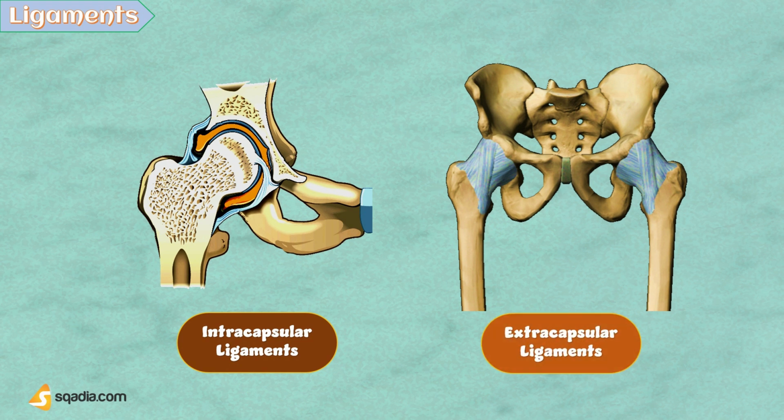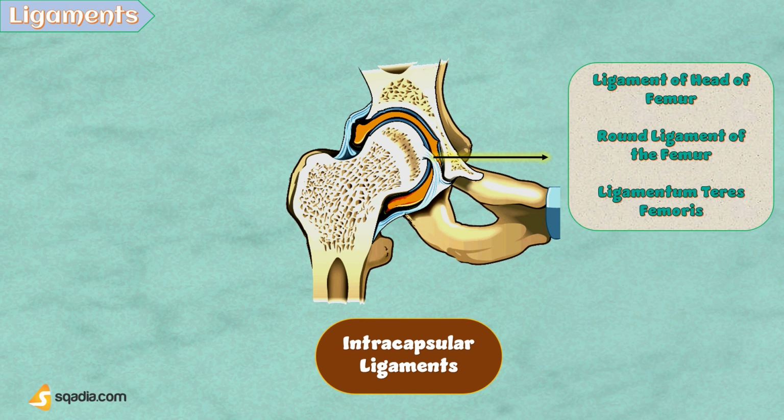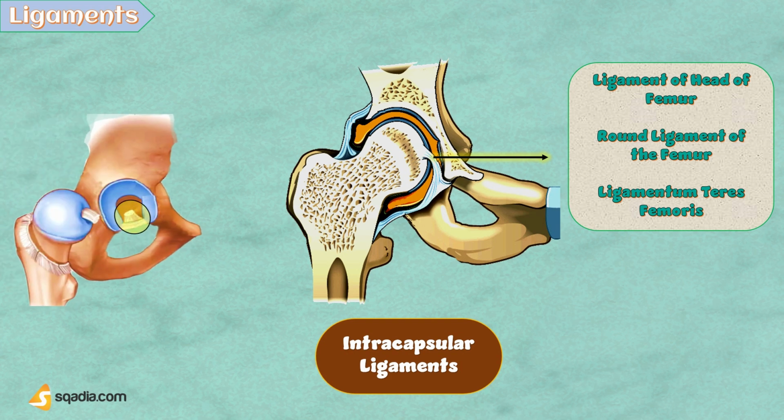First, let's talk about the intracapsular ligament. The intracapsular ligament of the hip joint is called the ligament of the head of the femur, also known as the round ligament of the femur or the ligamentum teres femoris. It runs from the acetabular notch of the hip bone to the fovea capitis of the femur and helps to anchor the femoral head within the acetabulum. It encloses a branch of the obturator artery, which is a minor source of arterial supply to the hip joint.